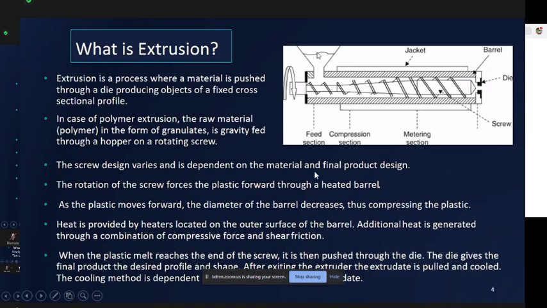Now in case of the polymer extrusion, which will be used in terms of the raw material in our generic tire, in the form of granules, like gravity is fed through a hopper and the rotating screw is used to find a specific material as with the specific periphery. Now the screw design varies and it depended on the material and final product design. Now the rotation of the screw forces the plastic forward through a heated barrel, and the periphery and the aperture of the heated barrel is the dimension of the material, and as the periphery and the diameter of the barrel decreases, the high amount of compression is generated to the plastic.